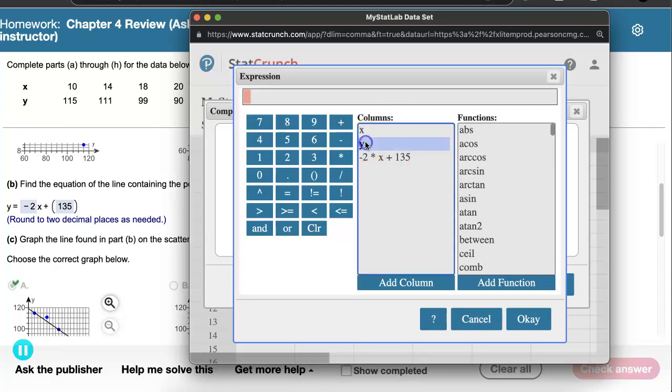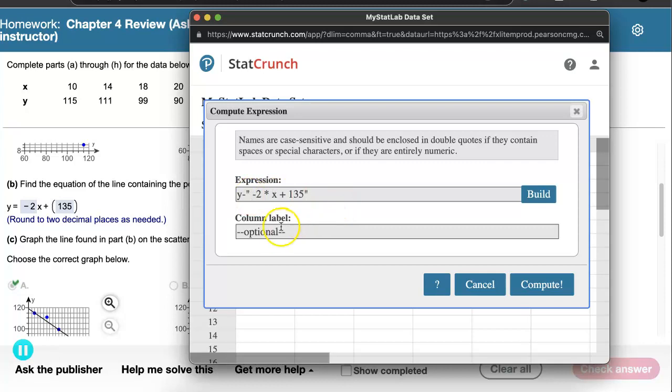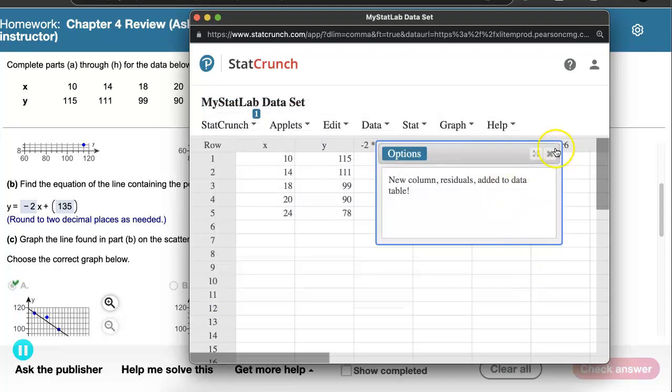So what actually happened was in the Y column, it was labeled Y. You can either select it and add it or just double click it. And then I'm going to subtract what the line said should happen or predicted to happen. I'll double click that and click OK, and it builds that expression for me. This time I am going to label it as residuals and compute.